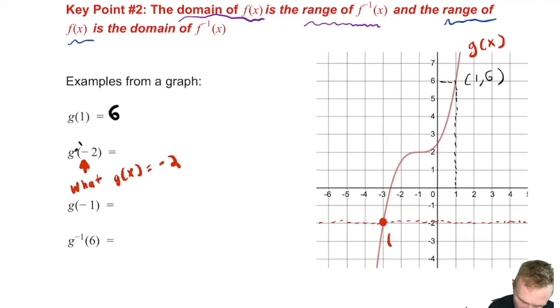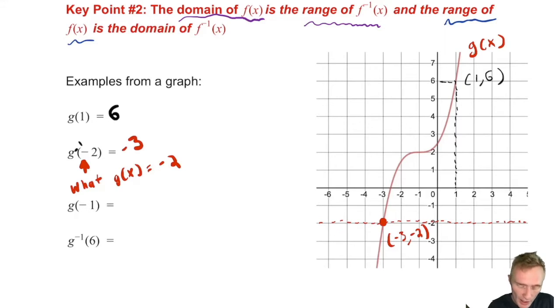And I have this point here, negative 3 comma negative 2. When you put a negative 3 into the original function, you get out a negative 2. So when you put a negative 2 into its inverse, you're back where you started. That's why the inverse of g of negative 2 is negative 3.